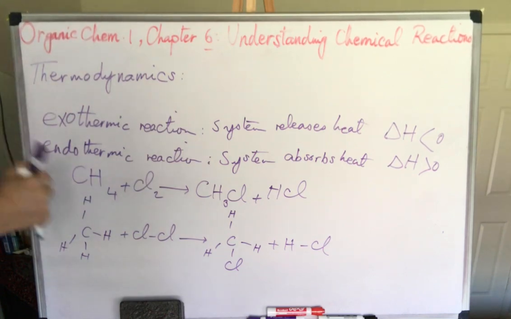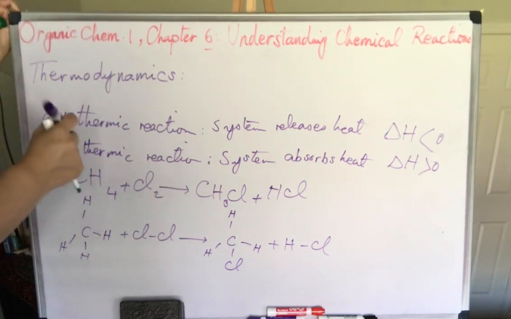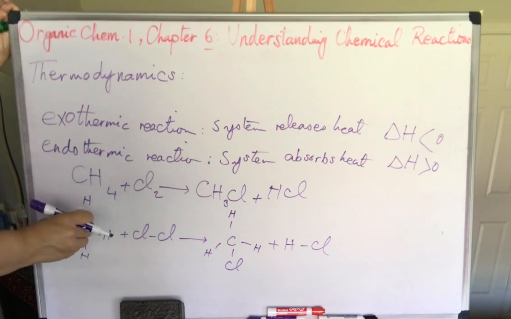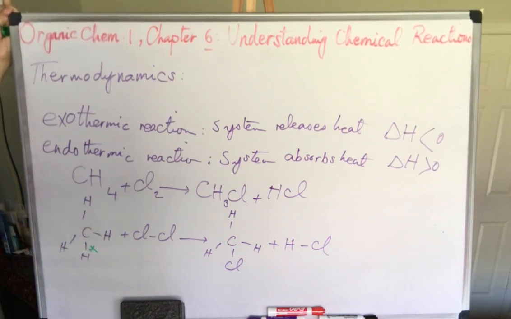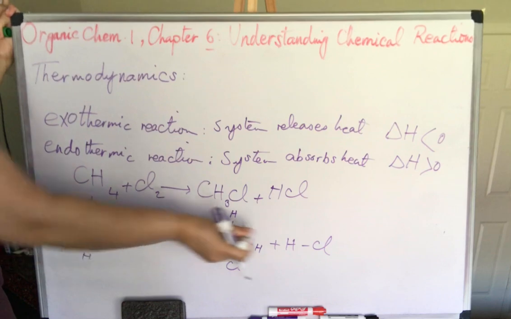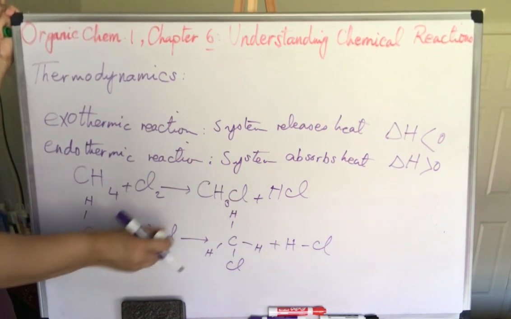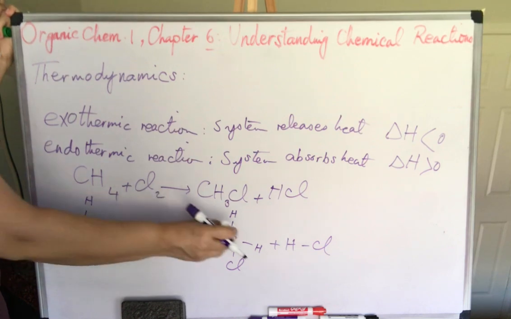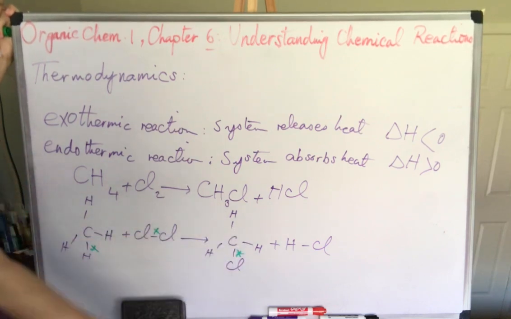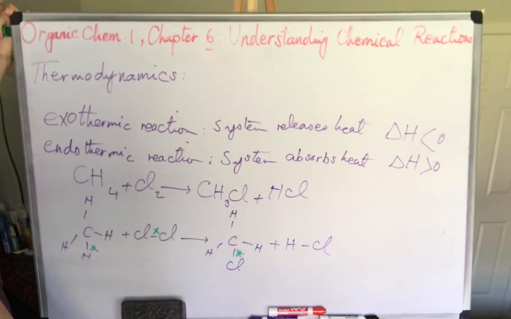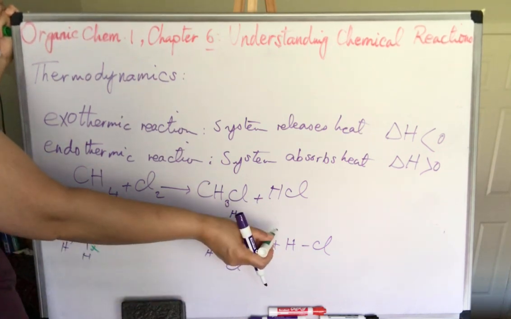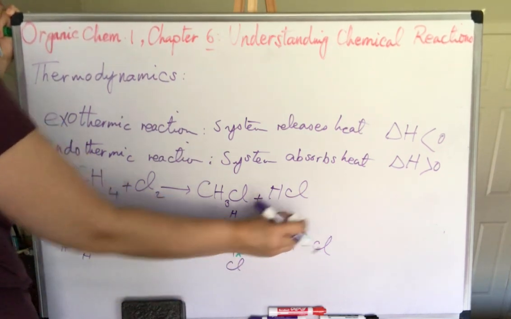So if you compare CH4 with CH3Cl, what's happened? This bond is broken, right? And also, instead of ClCl, you see HCl. So this bond is also broken. Instead, a bond is formed: C-Cl, or CH3 and Cl is formed, and HCl is also formed.